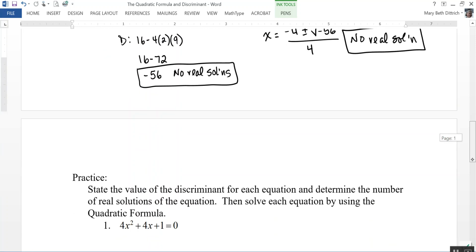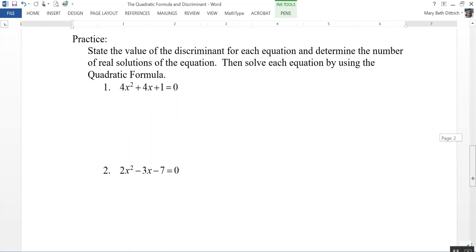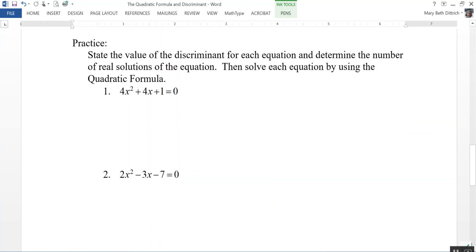So here are a couple practice problems I'd like you to try on your own. Do the same thing: find the value of the discriminant, use that to determine the number of real solutions, and then solve the equation using the quadratic formula. So if you would stop the video now and try these on your own in your math journal. Okay, let's take a look at these problems.